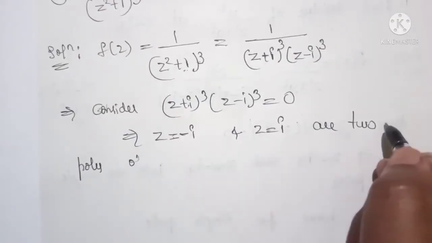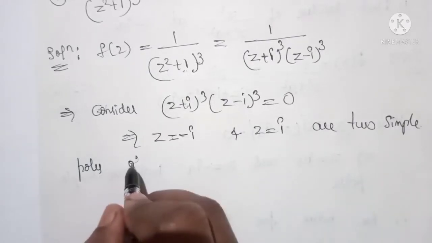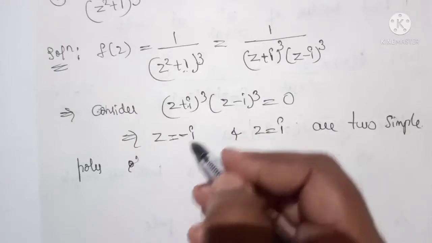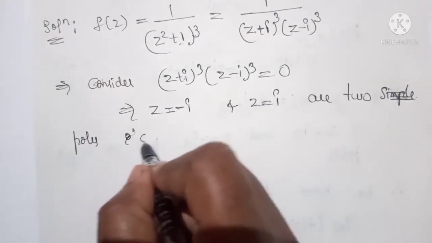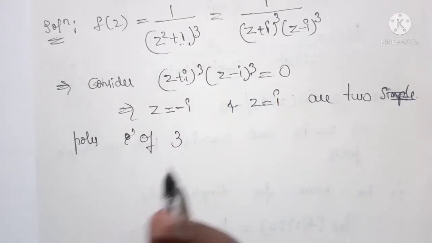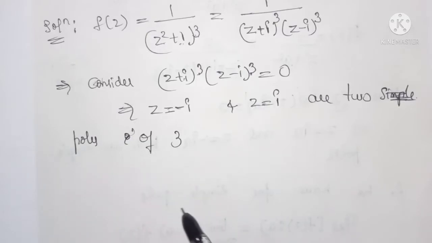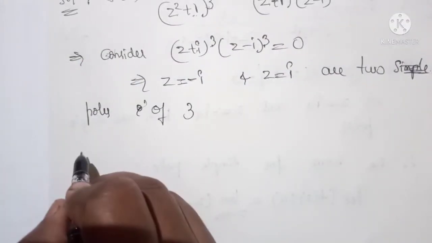Okay, or you can write it as simple poles, because here order is 1. So sorry, they are not simple poles, they are poles of order 3, because here the power is 3. Okay, so they are the poles of order 3. So we have to use the second formula for residue. Therefore, first we write the formula.